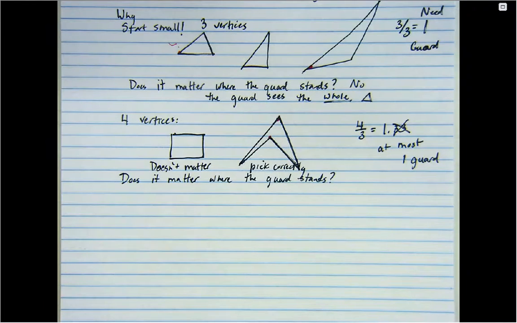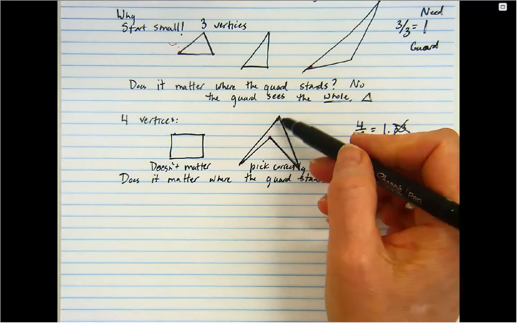Doesn't matter on the rectangle shape, but on the boomerang shape one, we have to pick correctly. So I just wrote pick correctly. You pick either this point or this point.